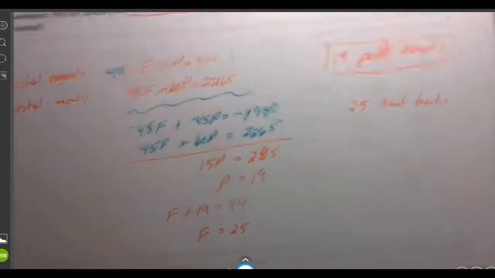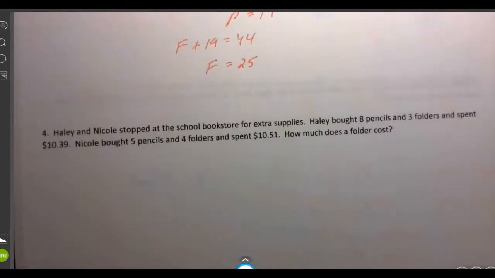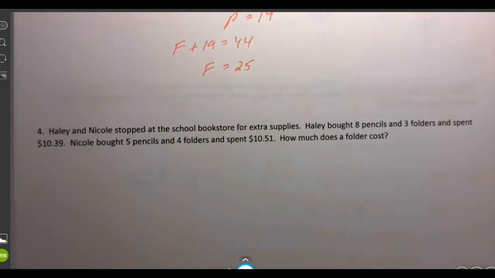Questions? Okay. Now this next one: Haley and Nicole stopped at the bookstore for extra supplies. Haley had 8 pencils and 3 folders and spent $10.39. Nicole bought 5 pencils and 4 folders and spent $10.51. How much does a folder cost? This is the one where we just write straight through, just like number 1 on the page before. So I'm going to pause my video. I want you to pause your video and write these equations down. If you need help, look back at number 1. But I think you'll see you just go straight across, and identify the two things.